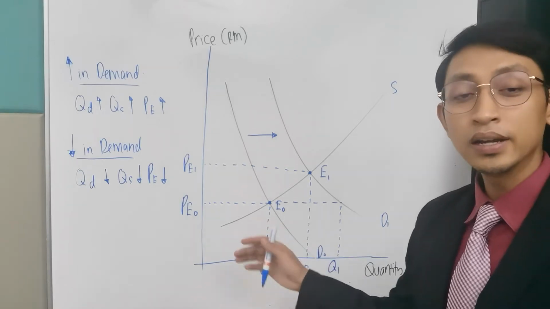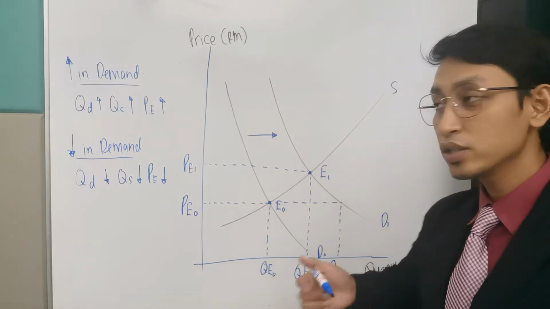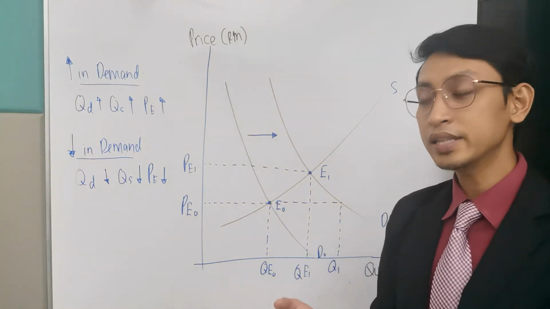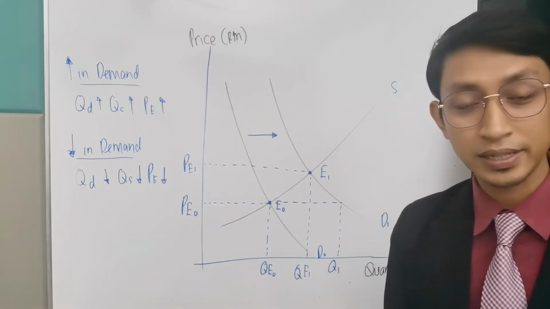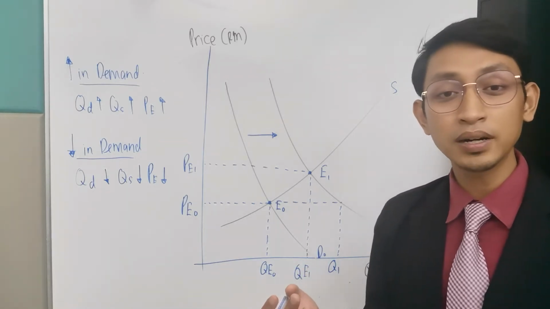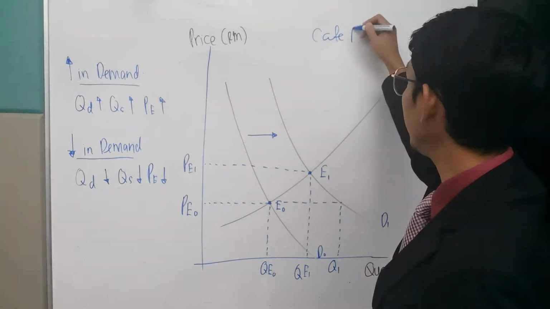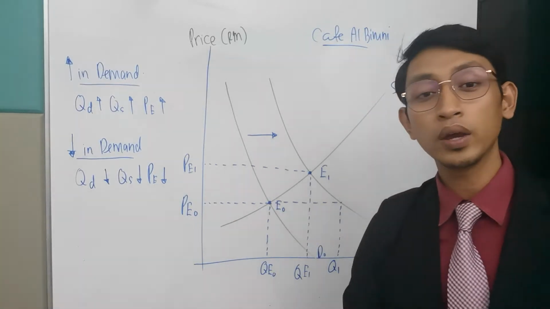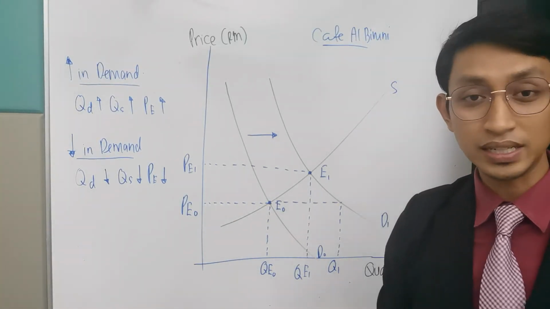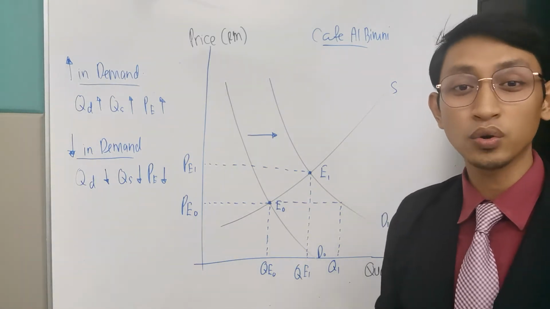Okay, so what happened here? The quantity demanded is equal to quantity supply. So let's say something happened. Let's say there is an increase in the number of buyers. So let's say this is the market of Cafe Al-Biruni. Okay, so currently we only have around 20 students in Cafe Al-Biruni. Why? Because the rest, you guys are staying at your home.